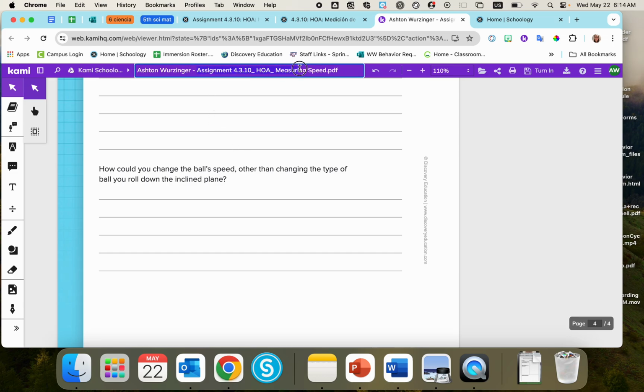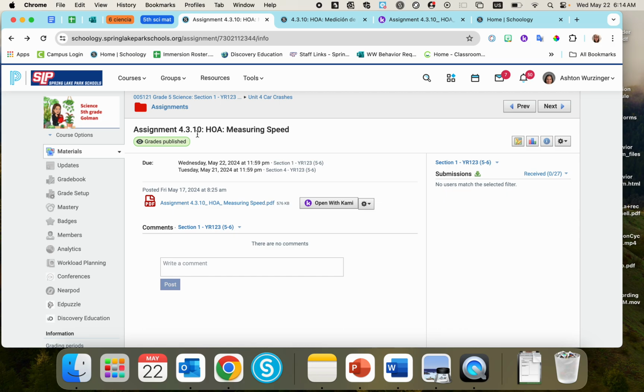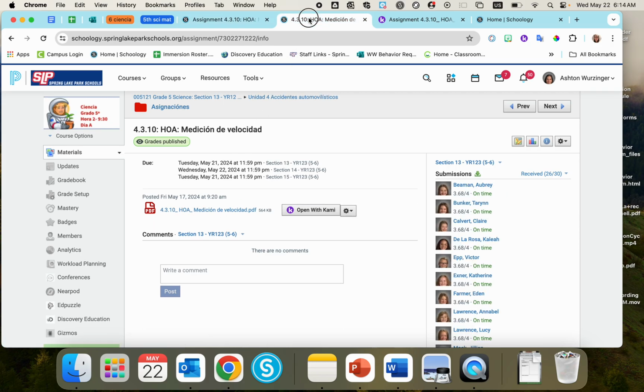Remember, it is the same name as the actual title. Okay, so you are looking for assignment 413. So this is what you see in Notability. This is what it shows in Schoology, or in your document is 410, medición de velocidad, and that's also what it says in Schoology. Turn that in now.